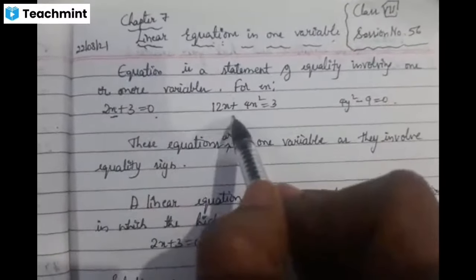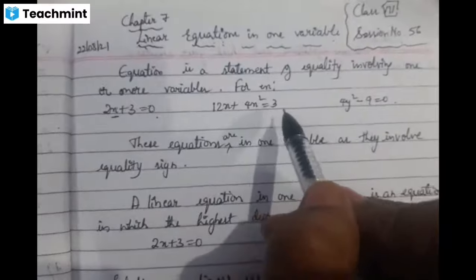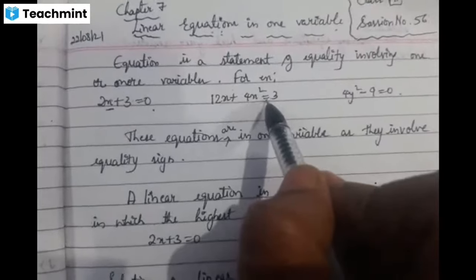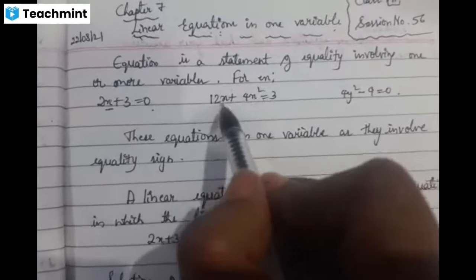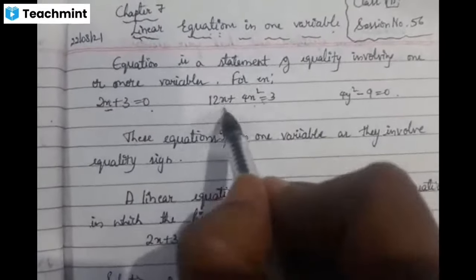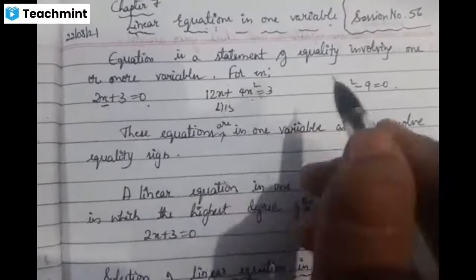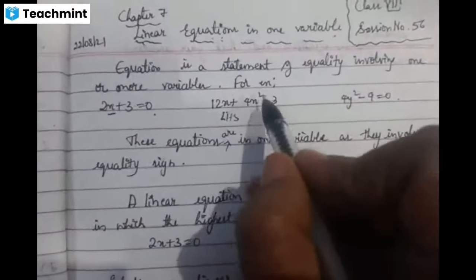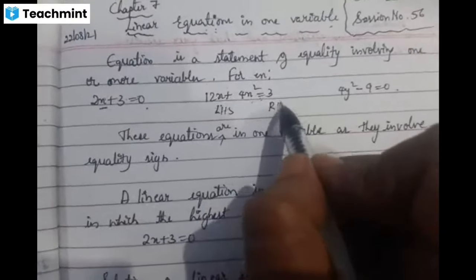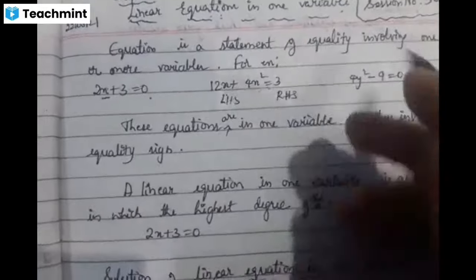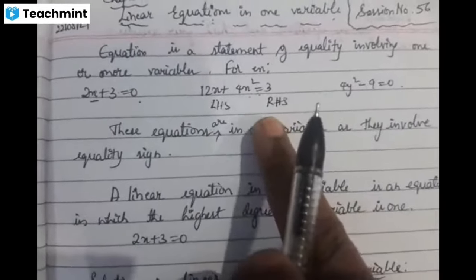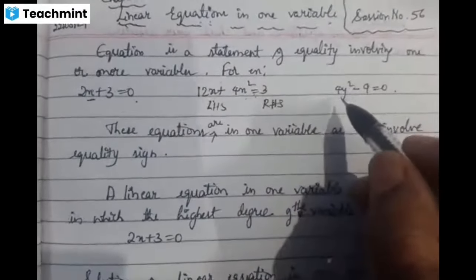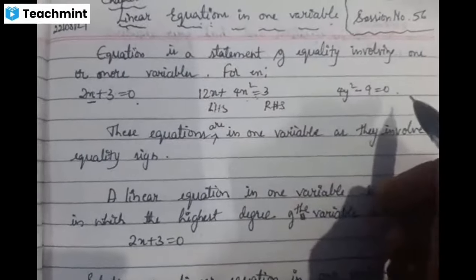And one more equation I have, 12x plus 4x square is equal to 3. Here also we find the equality sign. Whatever terms we have to the left of the equality sign, we consider as left hand side, and the terms which are right to the equality sign are considered as right hand side. We know already, while solving algebraic expressions, we have learnt which is left hand side and which is right hand side. Then one more equation we have, 4y square minus 9 is equal to 0.